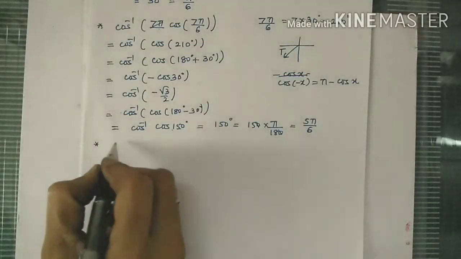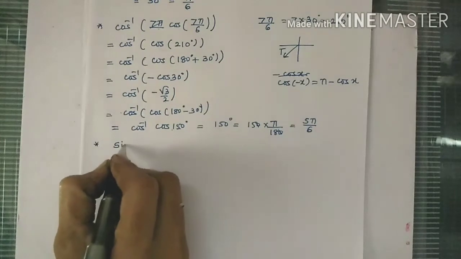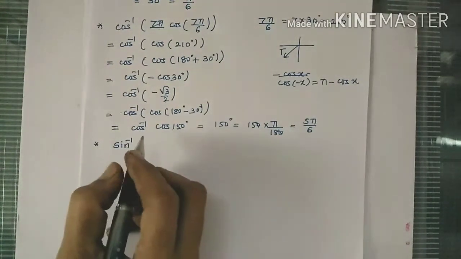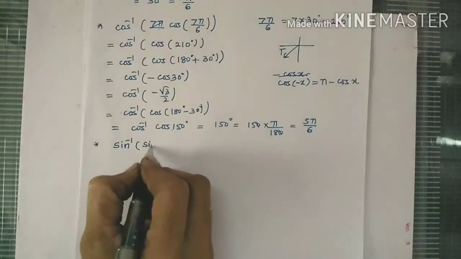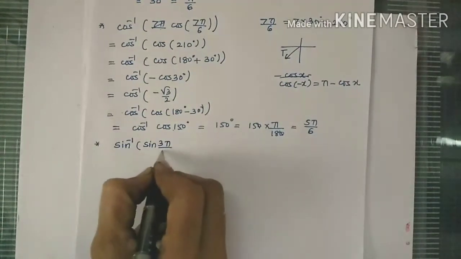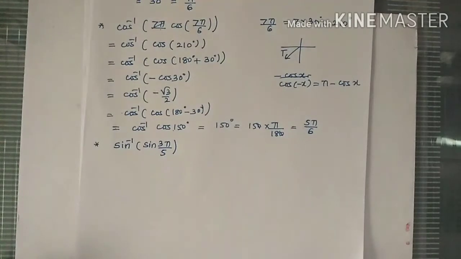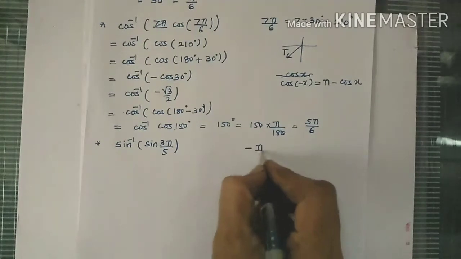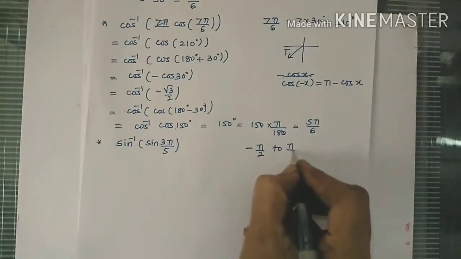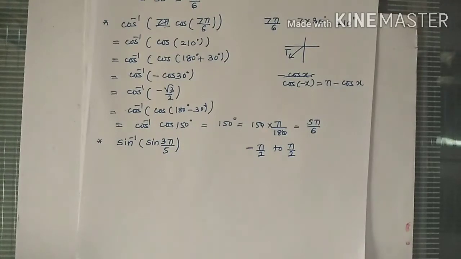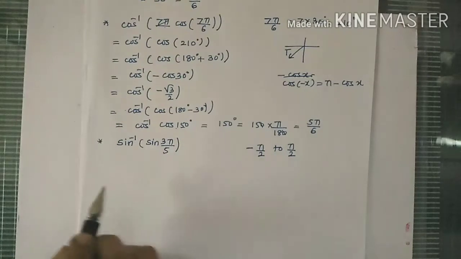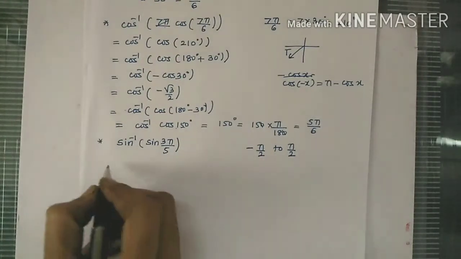Now let's solve a question based on sine inverse. Find the value of sine inverse of sine of 3 pi by 5. Now sine inverse is given. What we have to remember is that the value of sine inverse lies between minus pi by 2 and pi by 2. So we have to find the angle which lies between minus 90 degrees and 90 degrees, since pi by 2 is 90. So let's check whether this 3 pi by 5 lies between minus 90 and 90.